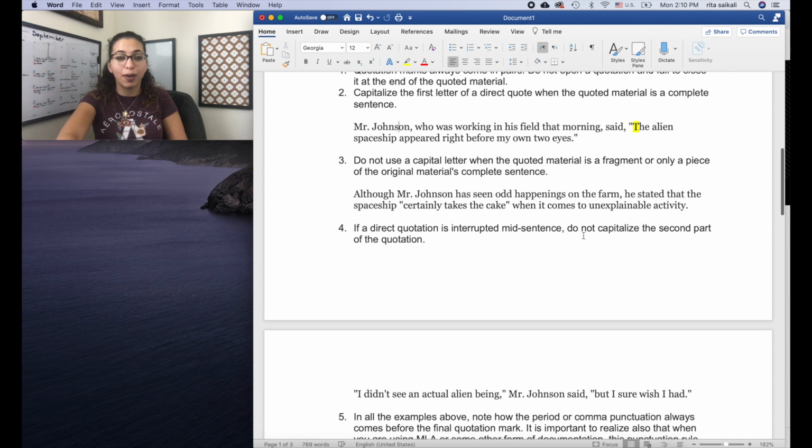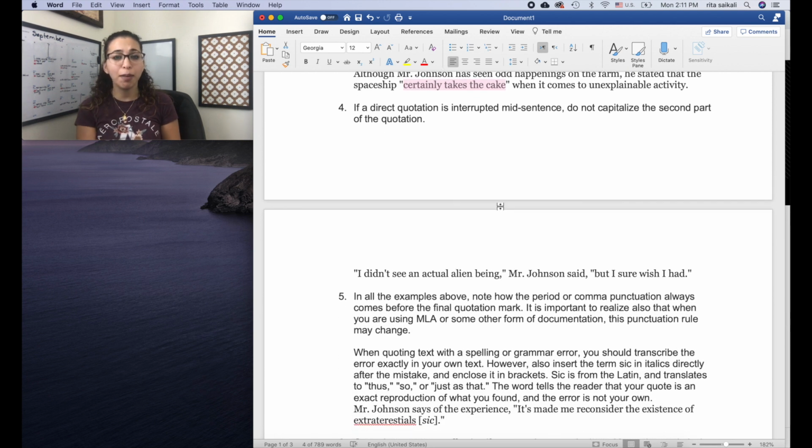Rule number 3 for a direct quote is do not use a capital letter when the quoted material is a fragment or only a piece of the original material's complete sentence. So if it's not a complete sentence, there is no capital. For example, although Mr. Johnson had seen odd happenings on the farm, he stated that the spaceship certainly takes the cake when it comes to unexplained activities. Here we have a summary of what Mr. Johnson is saying or doing, and then we have a fragment. Certainly takes the cake is not a complete sentence, and we wrote it into the bigger sentence. So in that case, we do not use a capital at all. Okay?